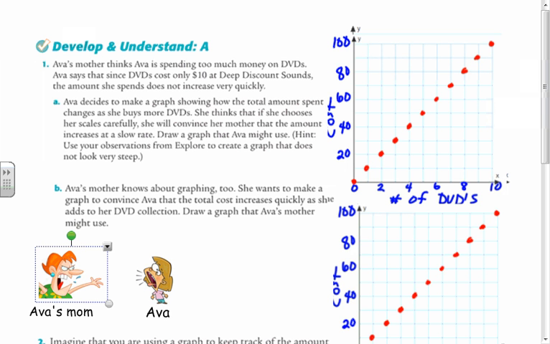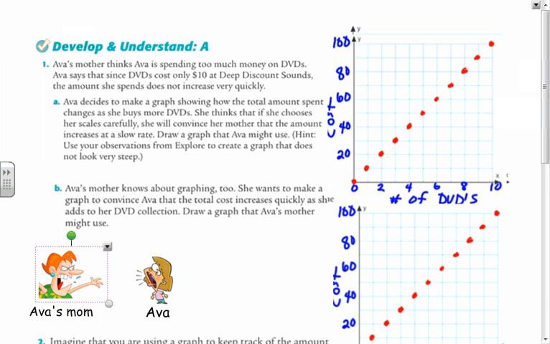Here's the problem. Ava's mother thinks Ava is spending too much money on DVDs. Ava says that since DVDs cost only $10 at Deep Discount Sounds, the amount she spends does not increase very quickly. Ava decides to make a graph showing how the total amount spent changes as she buys more DVDs. She thinks that if she chooses her scales carefully, she will convince her mother that the amount increases at a slow rate. Draw a graph that Ava might use.